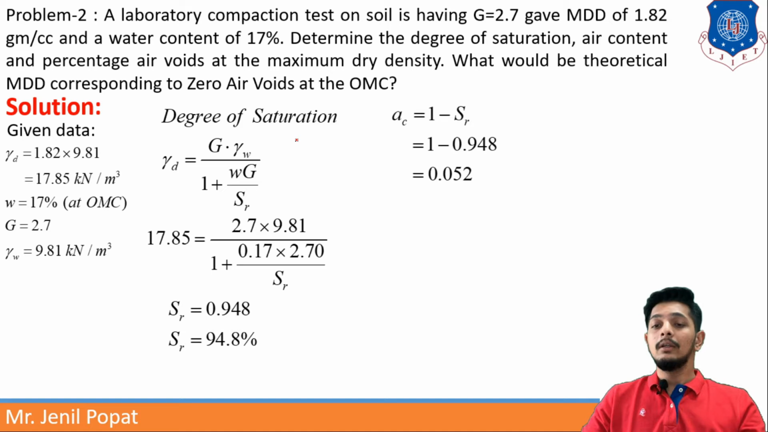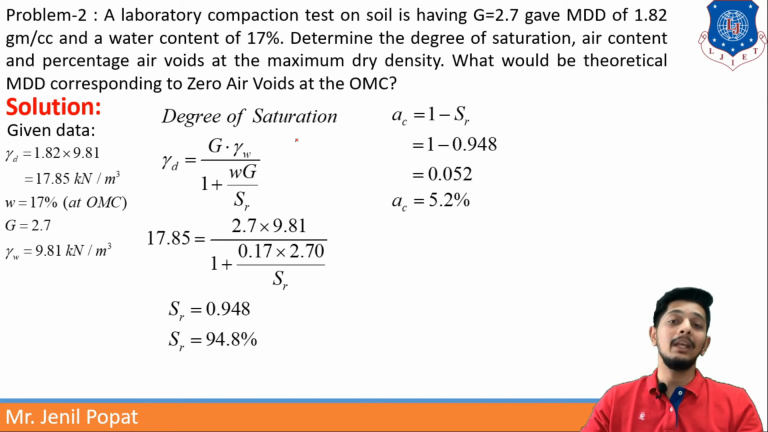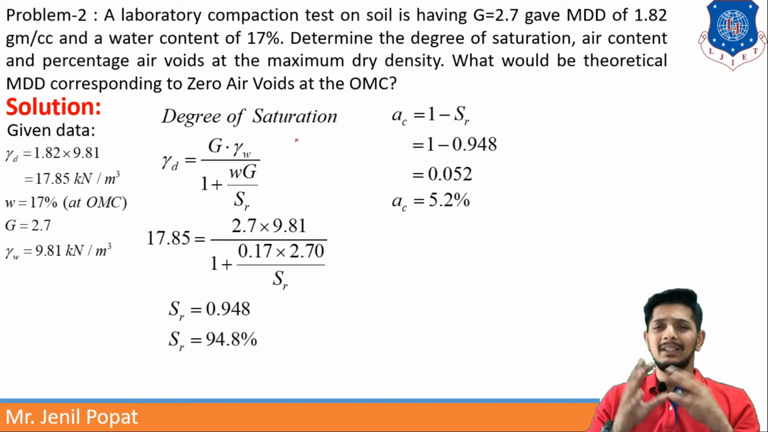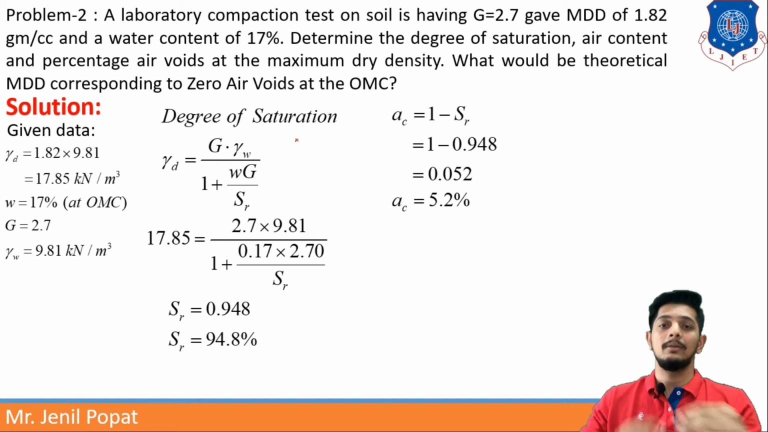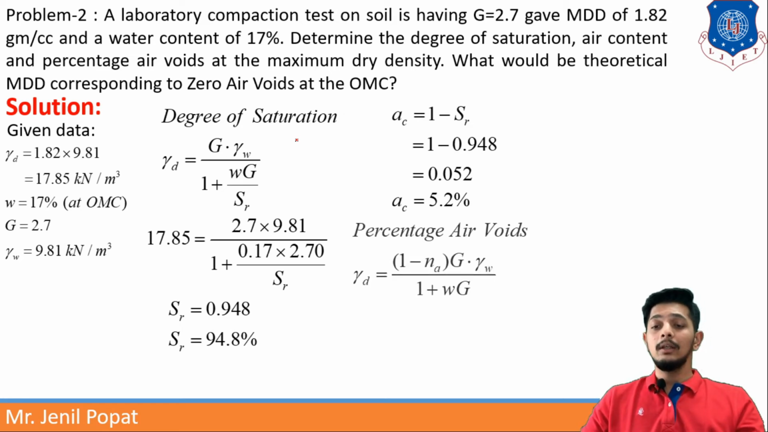Now next thing we are going to do is air content. AC is equal to 1 minus SR, and SR I have, that is 94.8. I'll put it in figures 0.948. So AC is coming out as 0.052, as AC is 5.2 percentage. So basically 5 percentage is air and 95 percentage is SR, degree of saturation.